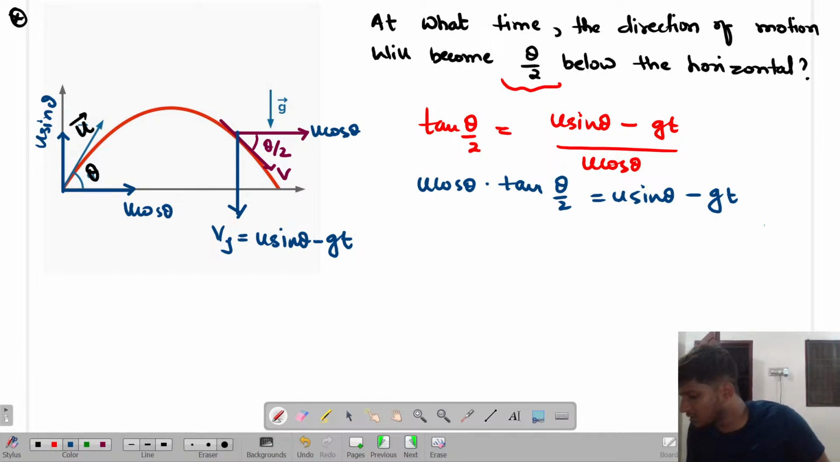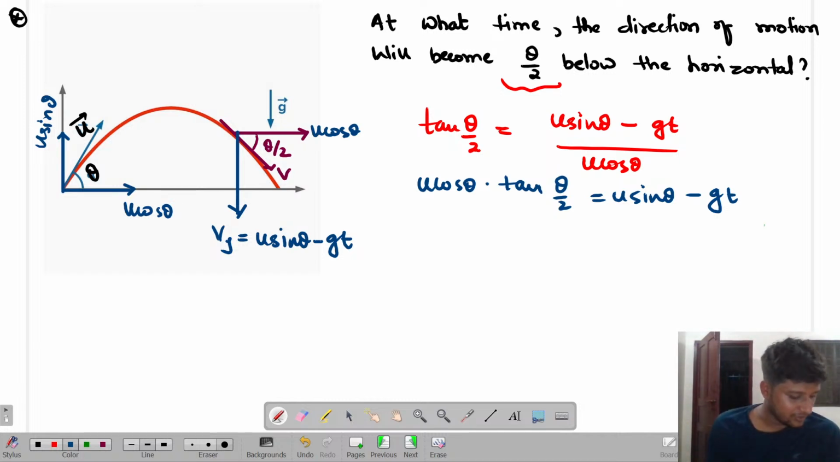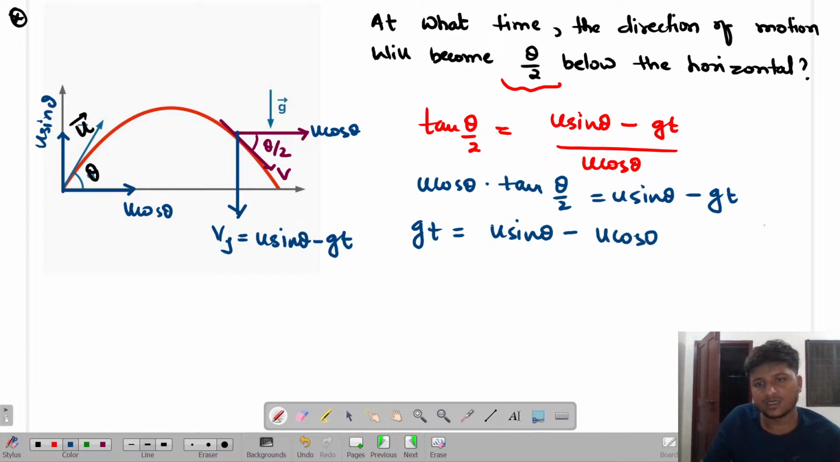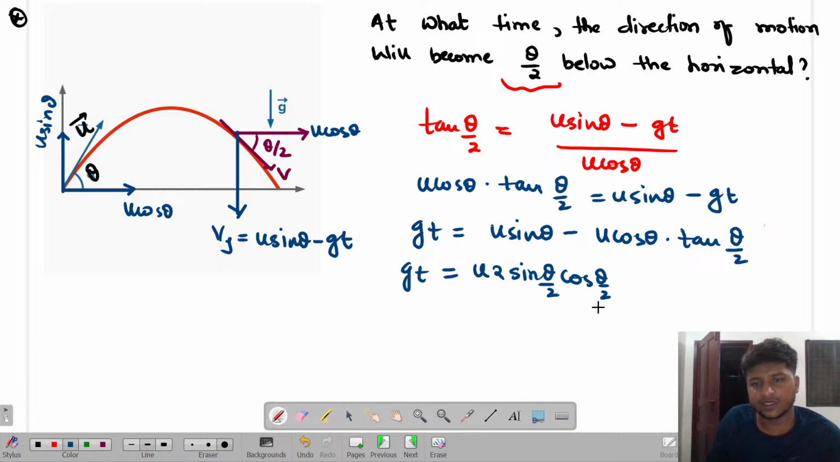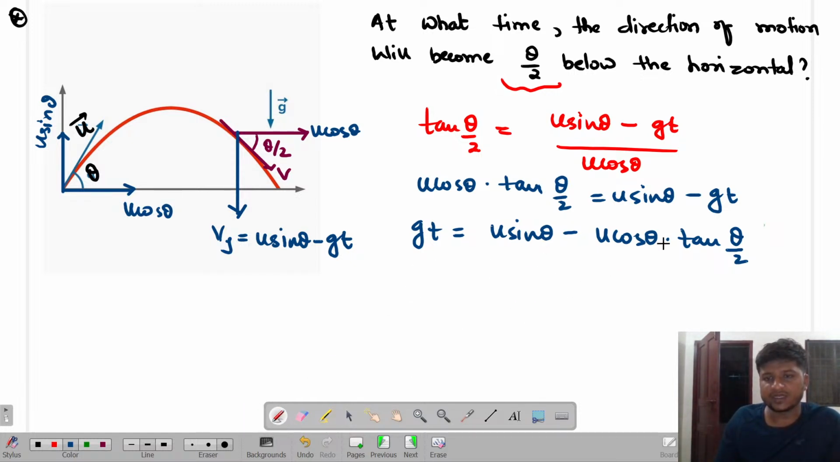minus gt. अब इसको ट्राई करो सॉल्व करने का, कैसे सॉल्व होगा, कौन बताएगा? सॉल्व तो हो सकता है बट बहुत टाइम लगेगा। देखो, हम gt is equal to u sin theta minus u cos theta into tan theta by 2 लिख सकते हैं। साइन थीटा को 2 sin theta/2 cos theta/2 लिख सकते हैं, लेकिन इससे कुछ फायदा नहीं होगा, इसको एज इट इज रहने दो, that gt is equal to u sin theta minus u cos theta tan theta by 2.